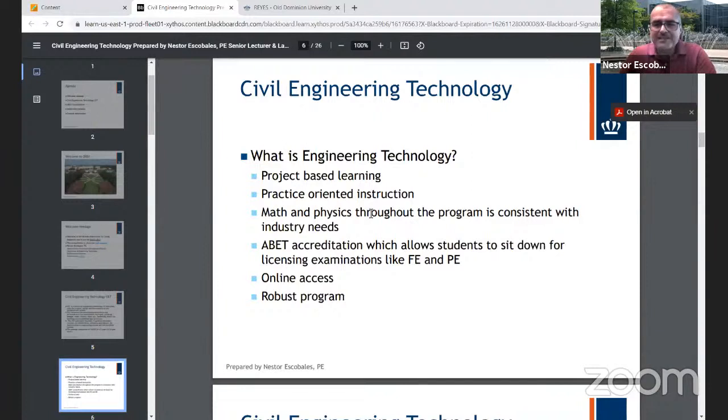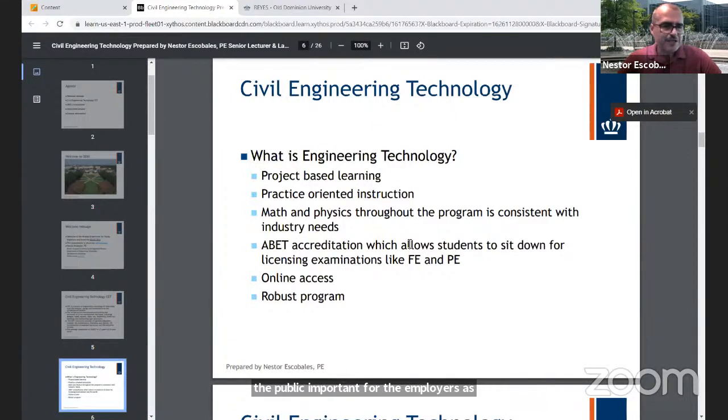The math and physics that we have in the program is consistent with industry needs. So we prepare you with exactly what you need to be successful in the industry as far as mathematics and physics. And the program is accredited. In the United States, accreditation is extremely important for the public, important for the employers.